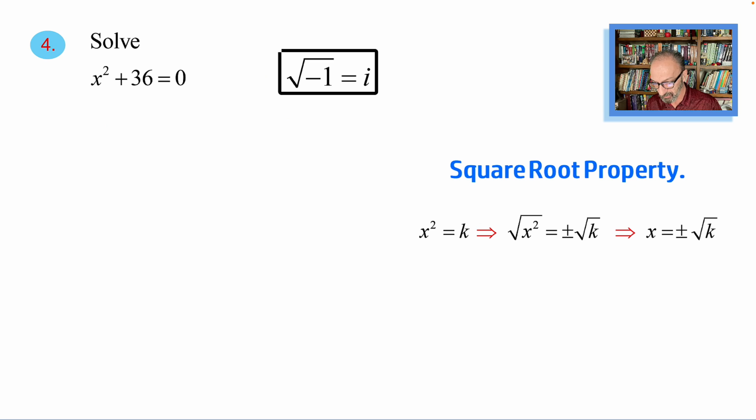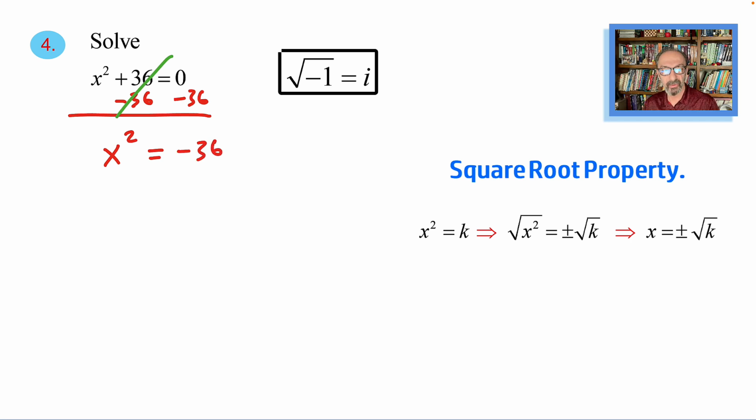Since we're not factoring here, we're using the square root of -1 equals i. And we're going to be using the square root property. The square root property states that if you have x squared equals a number, we could take the square root of both sides, but make sure you write plus minus. And that is the square root property. So, going back to the problem, we could subtract 36 from both sides. And that will give me x to the second equals -36.